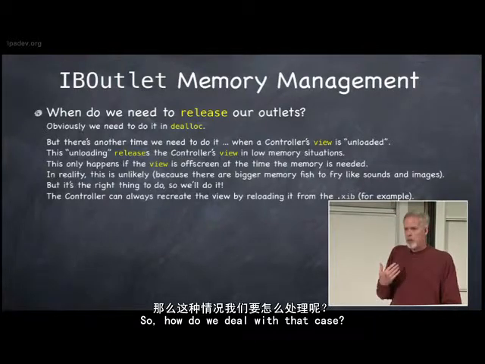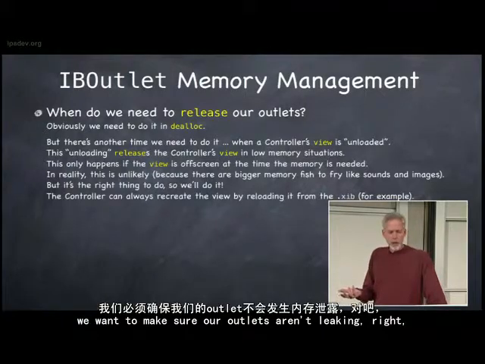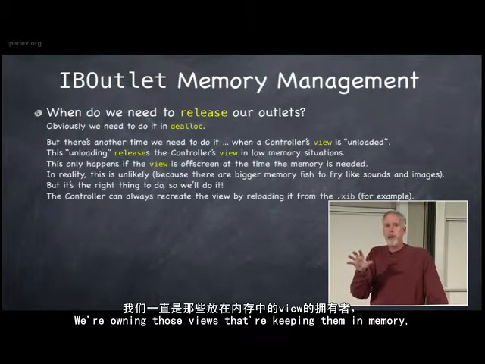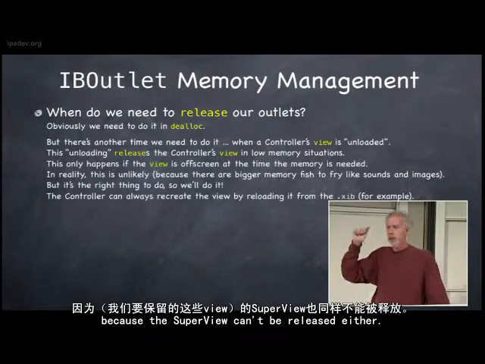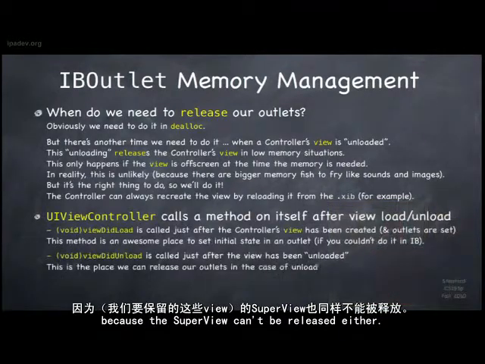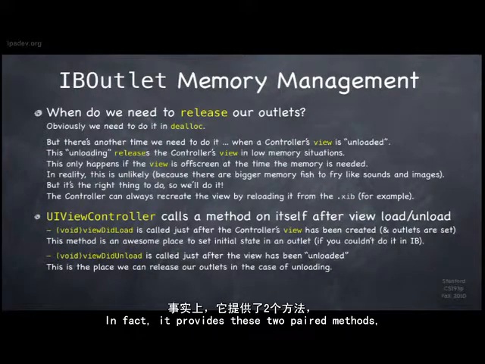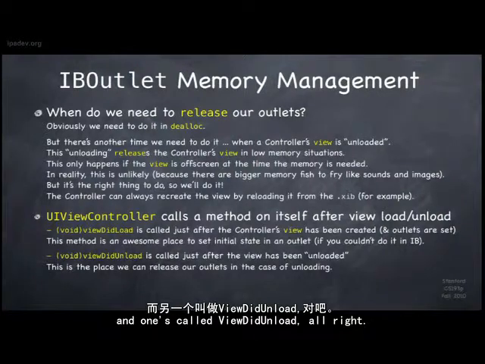So how do we deal with that case? Because when those things are all unloaded, we want to make sure our outlets aren't leaking, pointing to views, which will keep them. We're owning those views. They're keeping them in memory, probably keeping the whole view hierarchy in memory, actually, because the superview can't be released either. So the view controller provides us a hook to do this. In fact, it provides these two paired methods. One's called viewDidLoad, and one's called viewDidUnload.